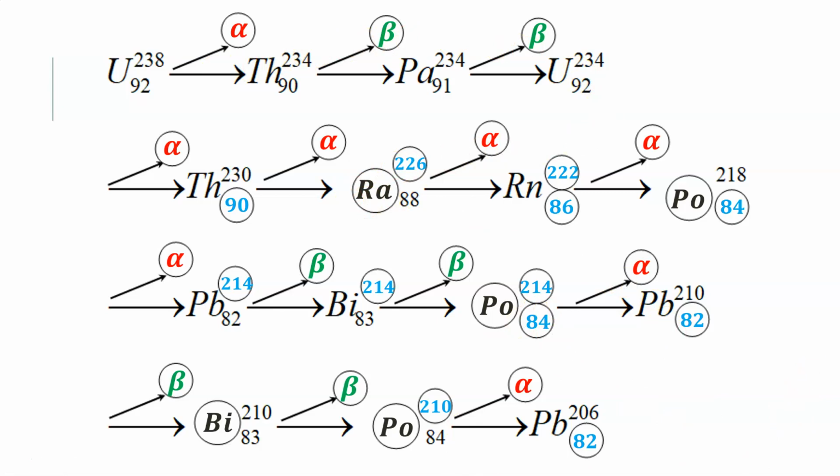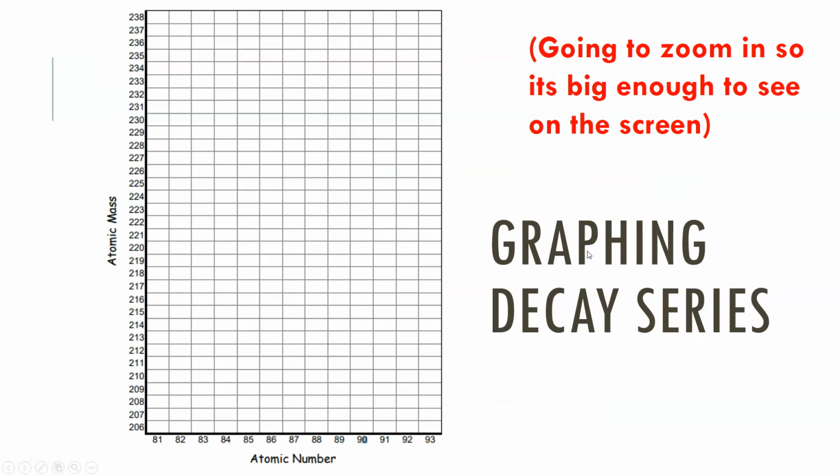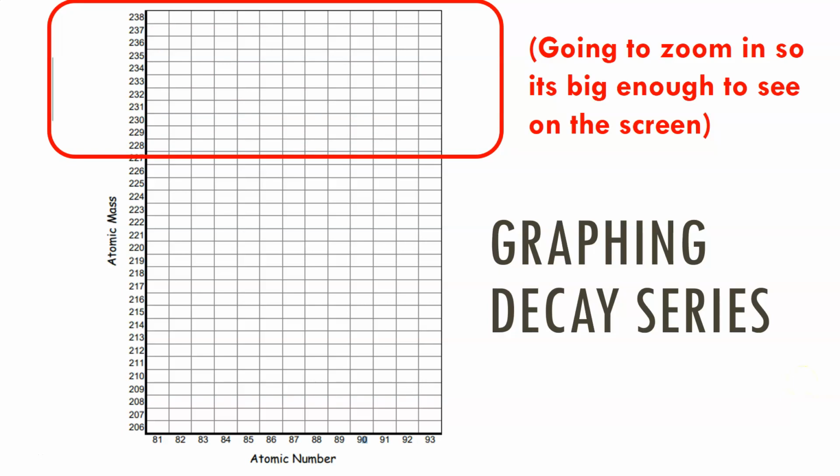So how would we graph this? Sometimes we like to look at this on graph paper because it's more obvious how far our atomic number is shrinking when we do it on graph paper. So you should have a piece of paper like this with the atomic number on the bottom, the atomic mass going up and down. Because it's not going to fit nicely on my PowerPoint screen, I'm just going to zoom in up here at the top part so that I can make everything big enough for you to see it.